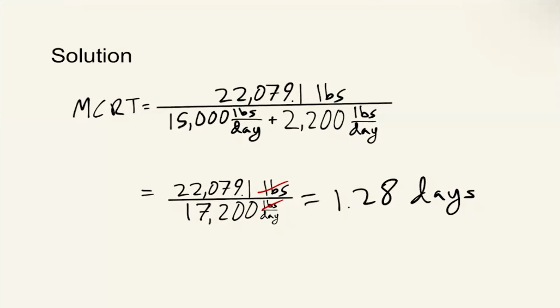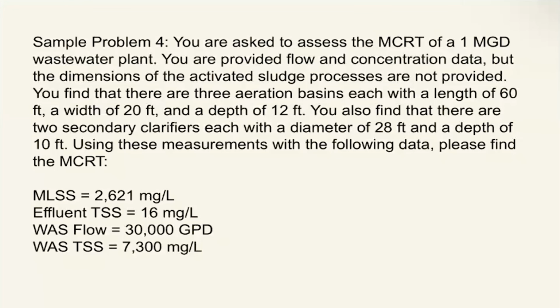Next, we're going to run over a sample problem, but I'm not going to walk you through it. I'm just going to provide the problem, and then I will provide the solution. Okay, here's sample problem 4. You are asked to assess the MCRT of a 1 MGD wastewater plant. You're provided flow and concentration data, but the dimensions of the activated sludge processes are not provided.